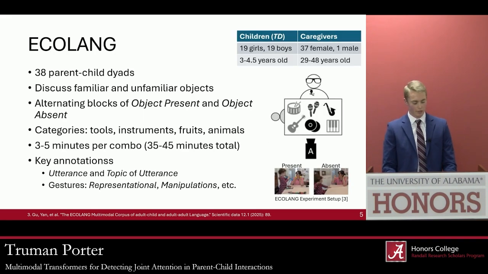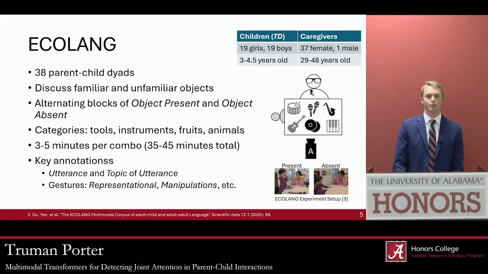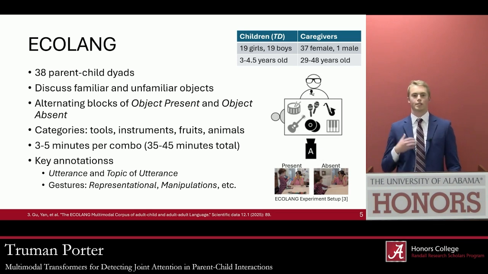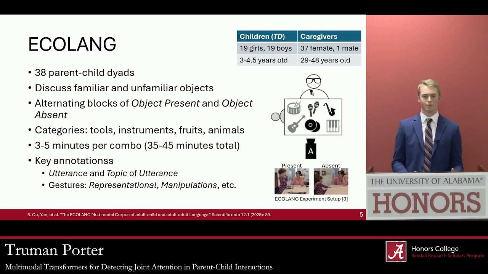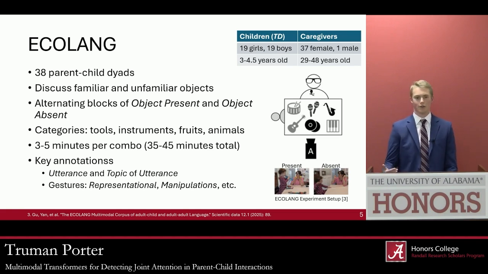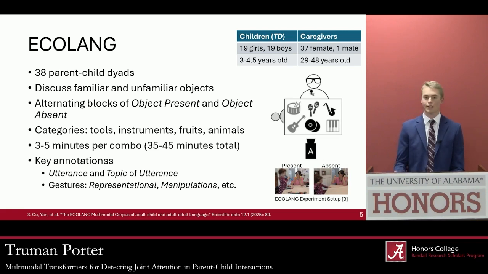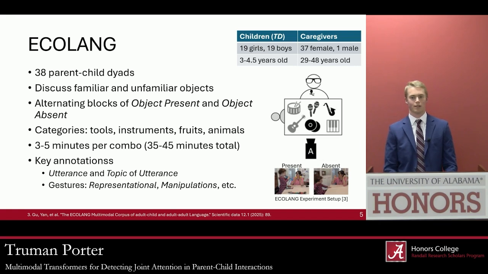For this project, we're using the ECOLANG dataset, which has 38 parent-child dyads. They're engaging in discussing familiar and unfamiliar objects and alternating blocks of those objects being present or absent in the room. You can see this in the figure on the right. They talk about different categories of objects, including tools, instruments, fruits, and animals, each in their own section. This means that we have 3 to 5 minutes per combination, with a total of 35 to 45 minutes per parent-child dyad.